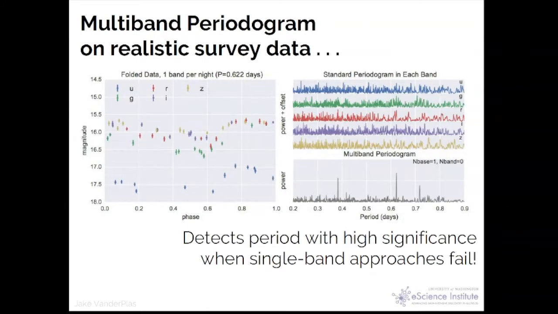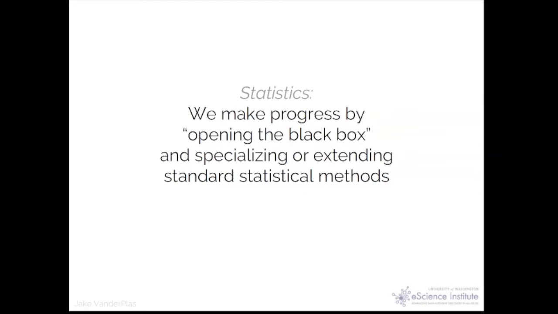These are the individual periodograms for each band of data, the standard Lomb-Scargle computed on each, and this is the full periodogram using this multi-band method. So this is just an example of how we can take standard statistical methods, open the black box, figure out what's going on inside these methods, and extend them for the specific types of data that we see in astronomy.